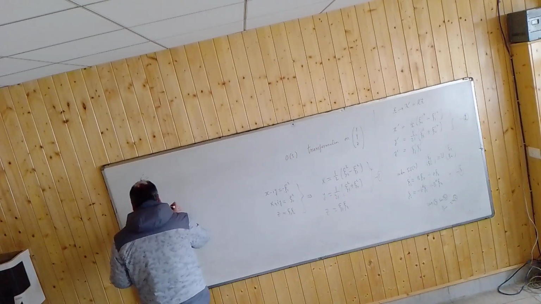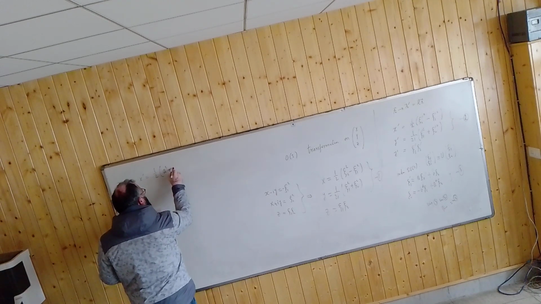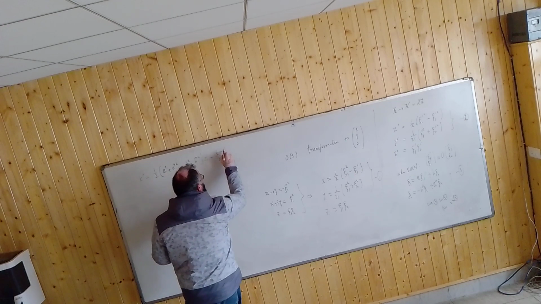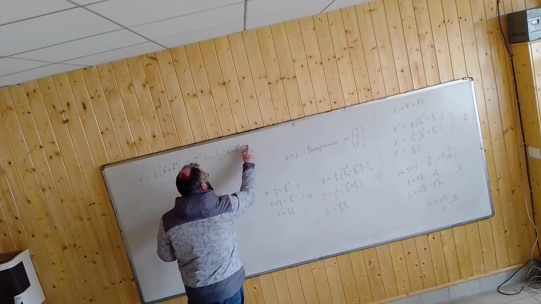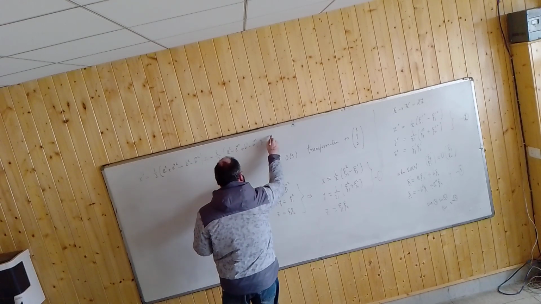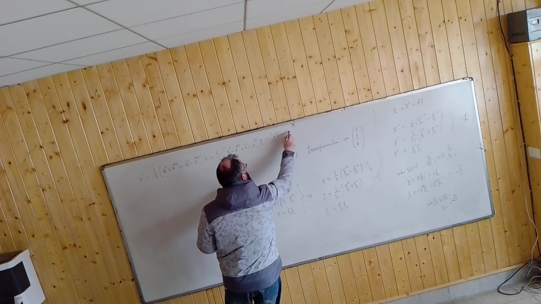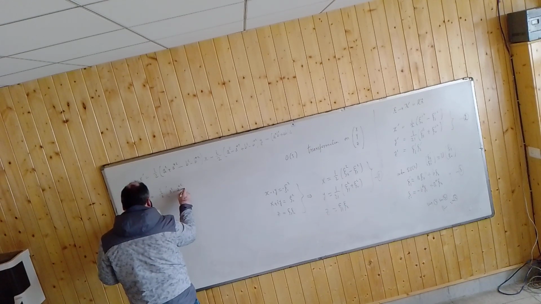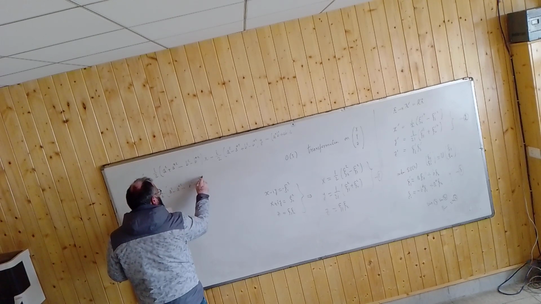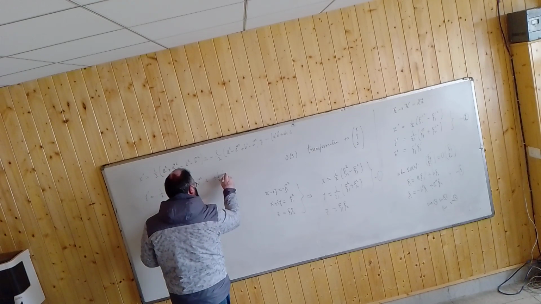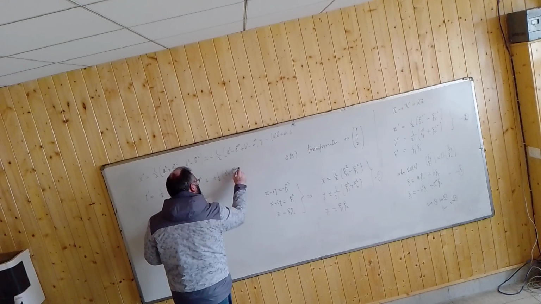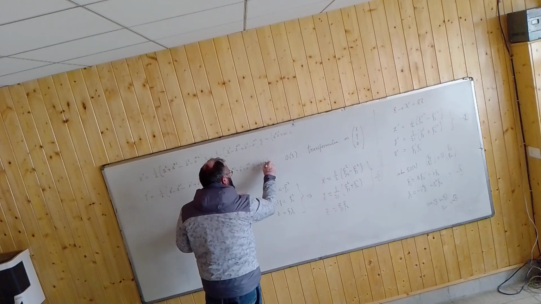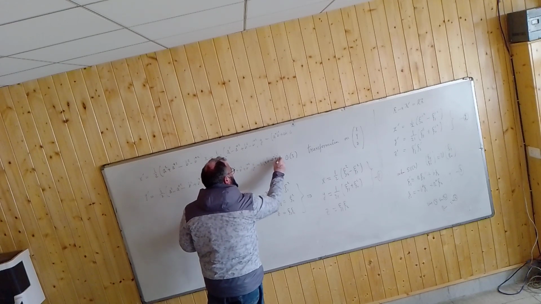So what you will get: x prime as 1 by 2 (a square plus a star square minus b square minus b star square) x minus i by 2 (a square minus a star square plus b square minus b star square) y minus a star b star plus a b z. Then you will get y prime as i by 2 (a square minus a star square minus b square plus b star square) x plus 1 by 2 (a square plus a star square plus b square plus b star square) y, minus i (a b minus a star b star) z.